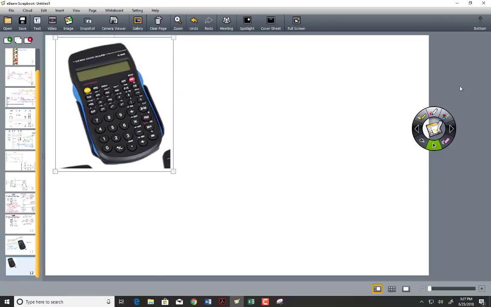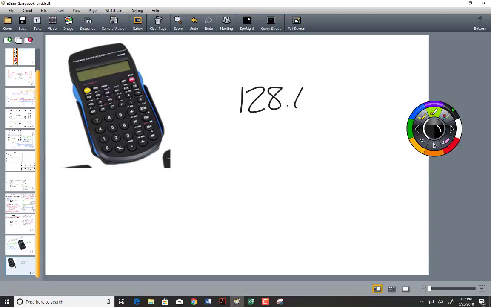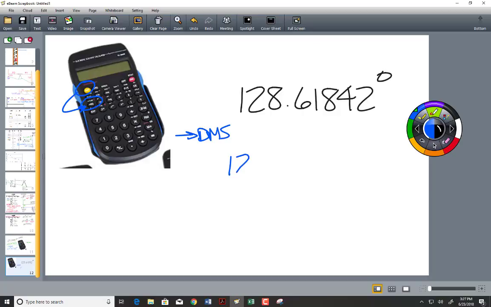If for some reason you had a decimal value, let's say 128.61842 degrees, and you wanted to know what your DMS is, your degrees, minutes, seconds, then you press second function, and then DMS. So I'm typing in 128.61842, second function to DMS, and I get 128 degrees, 37 minutes, 06.3 seconds. So you have the ability to convert from degrees to DMS and from DMS to degrees.